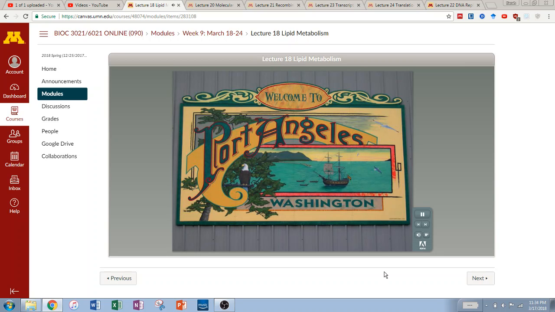During my 8-month vacation each year, I teach Biochem 3021 over the internet from my home in Port Angeles, Washington. I love the town. It has a little bit of everything. Here's what Wikipedia has to say about Port Angeles.